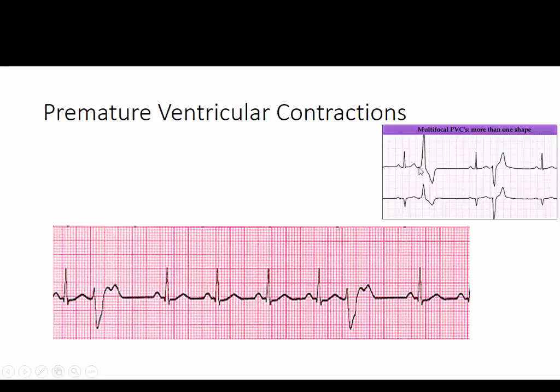So this is called multifocal, because if you look here, this one looks a lot more different than this one does, wouldn't you agree? So this is a different type of PVC. I mean, it's still a PVC, but maybe the location is different than this one. But if you look at these two, those are originating from the same spot, so we call that unifocal PVCs. They look the same. They're the same height, same direction, same width. So it's one type of PVC occurring in this person's heart.